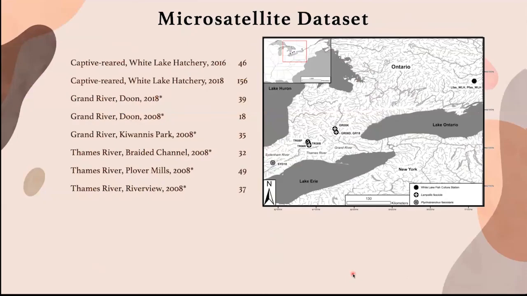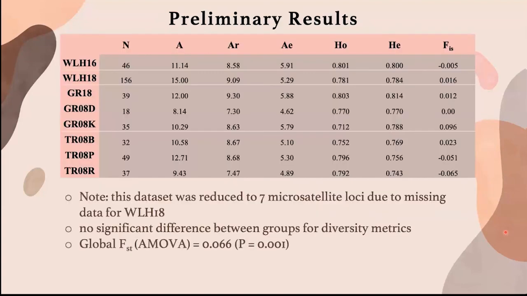Here's a summary of what samples we have included in the analyses. We have those same individuals from the first experiment, so we have the Thames River individuals from 2008. We have the Grand River individuals from 2008 and 2018. We have our 2016 cohort of juveniles, where we don't know the maternal data. And then we have our 2018 juveniles, which are represented by 12 females, and those 12 females are accounted for in the 2018 Grand River wild population. And just to remind you where those are on the map. I do want to note that this data set was reduced to 7 microsatellite loci due to missing data in the 2018 cohort of juveniles.